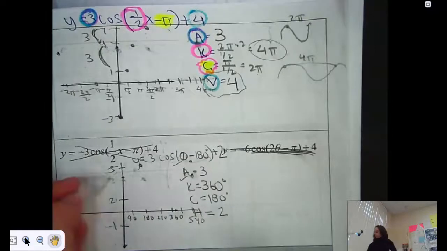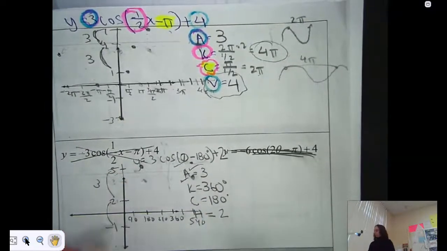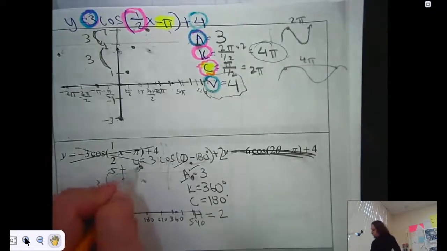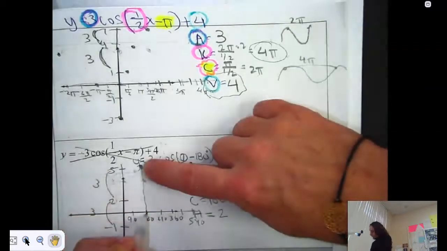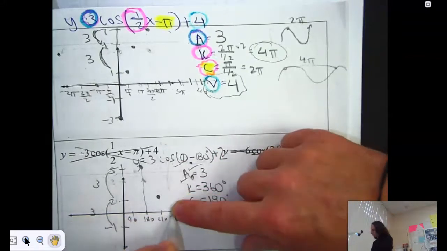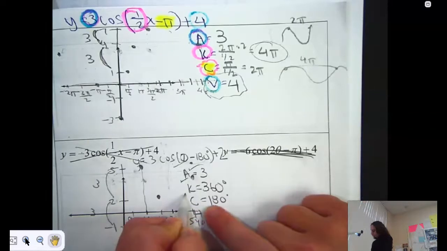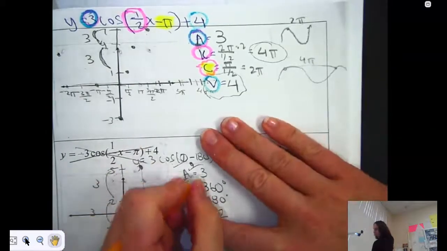So what's the distance from here to here? 3, the amplitude. What's the distance from here to here? 3, the amplitude. Okay? So top, and then if top is 180 here, that means middle is at 2, and then 360 bottom, negative 1. Next number, middle, and then 540 top. Okay?